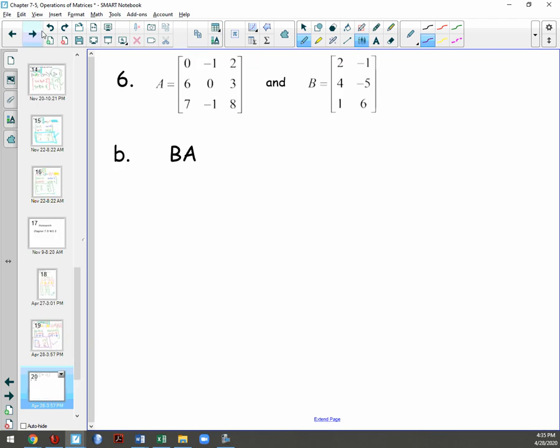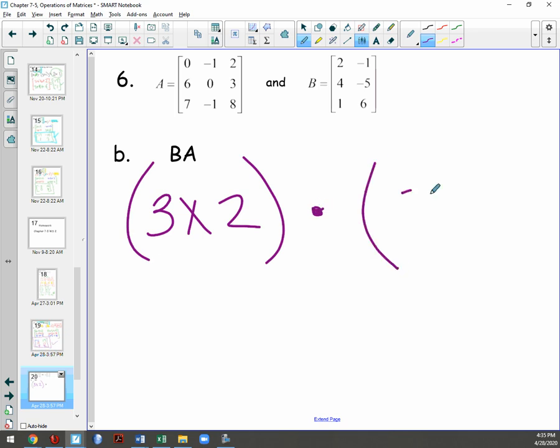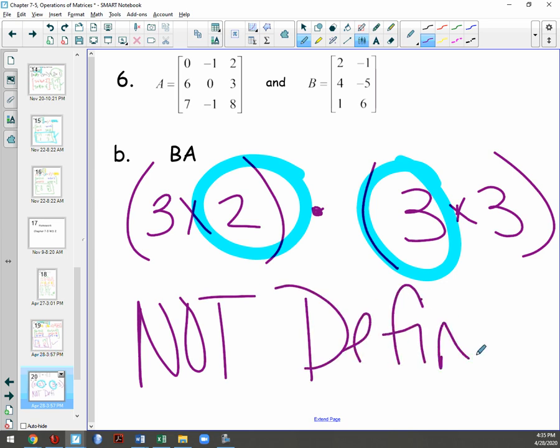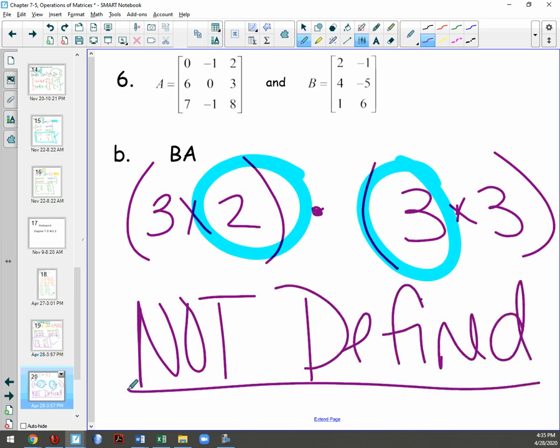Now, same exact problem, but part B says to do B times A. Well, if I'm doing B times A, B is going to be a 3 by a 2, and I'm multiplying that by a 3 by a 3. Are my middle numbers the same? They are not the same, so that means this is not defined and it's not possible. So you cannot do it. So that's what you would write for number 6.